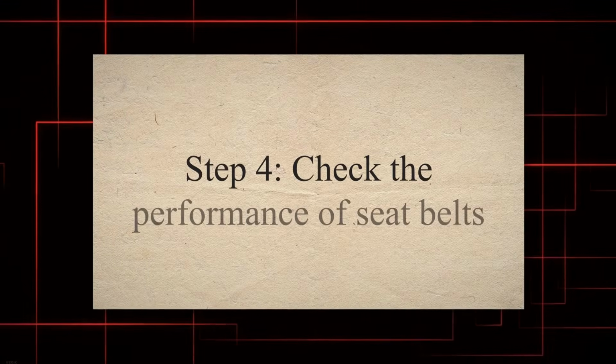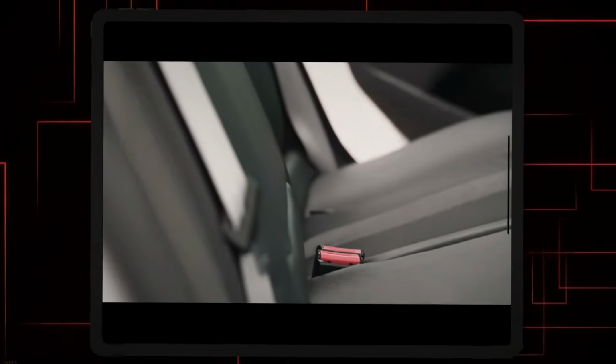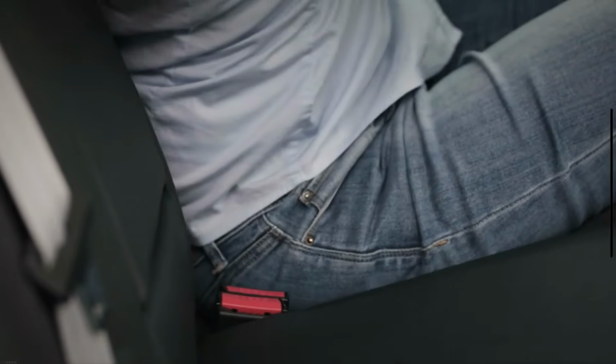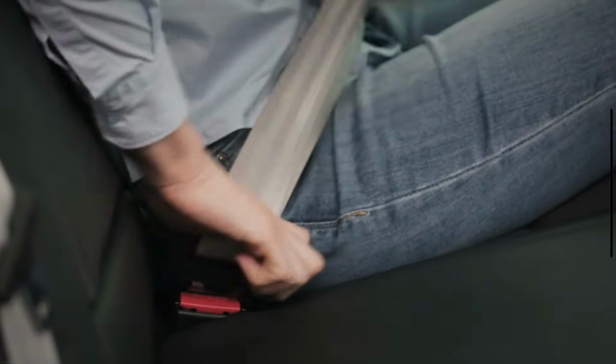Step 4. Check the performance of seat belts. A broken seat belt can cause your airbag light to turn on. With your vehicle running, plug in each seat belt individually to confirm that it clicks, and then press the button to release it. If any of the seat belts are broken or fail to lock correctly, it could make your vehicle think the seat is occupied and the light needs to stay on.